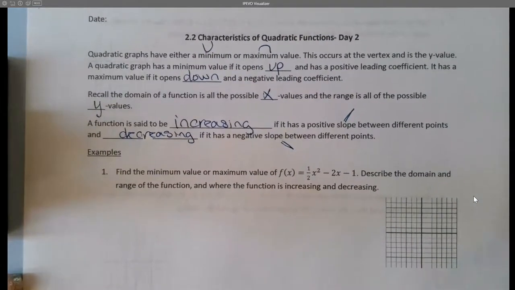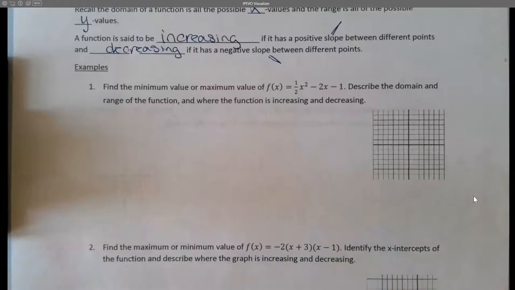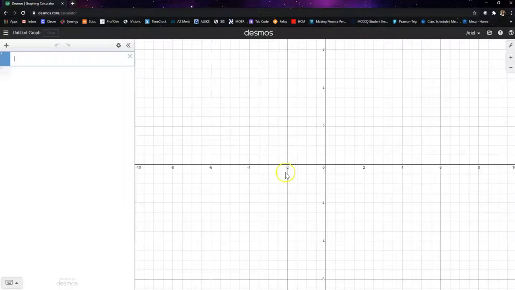Okay. So example 1 wants me to find the maximum or minimum value of the function. Remember, f of x is just notation on how to name it. And then it wants me to give the domain, the range, and where the function is decreasing and increasing. So let's go to Desmos. I'm going to type in my equation.